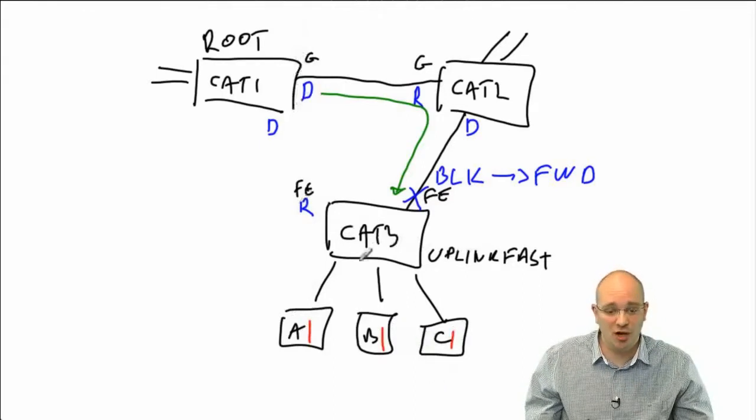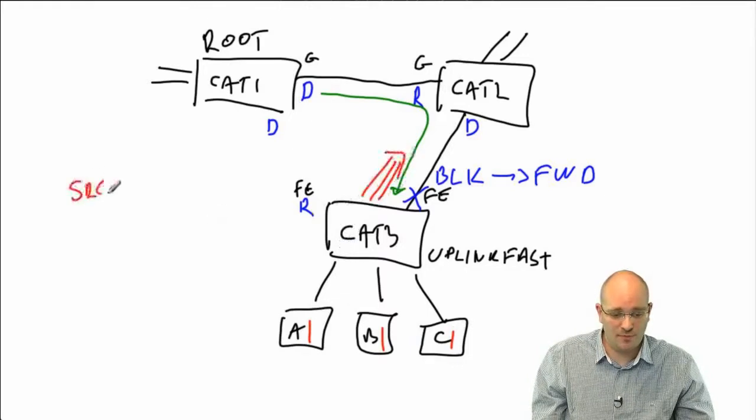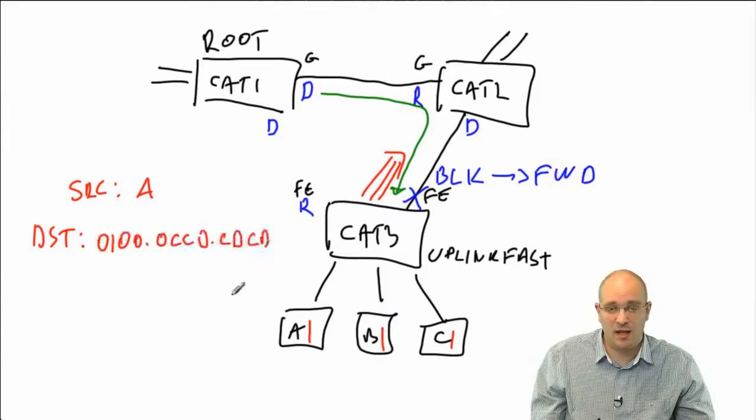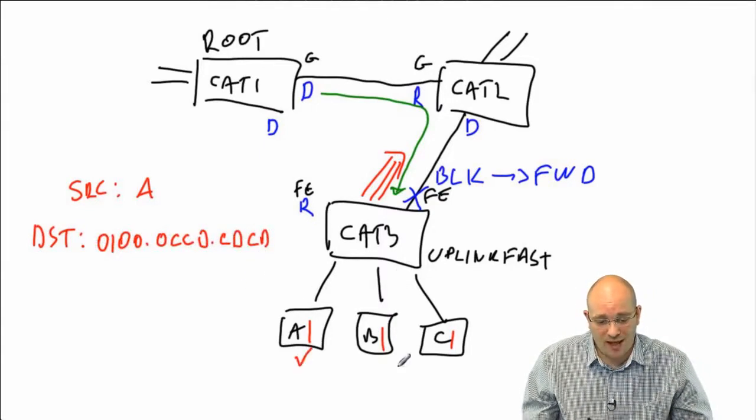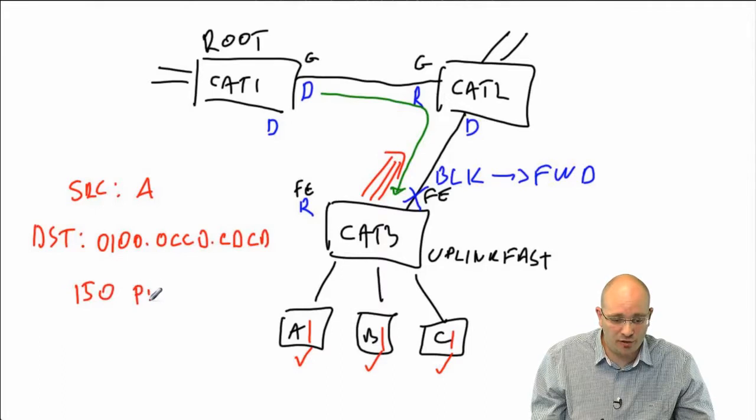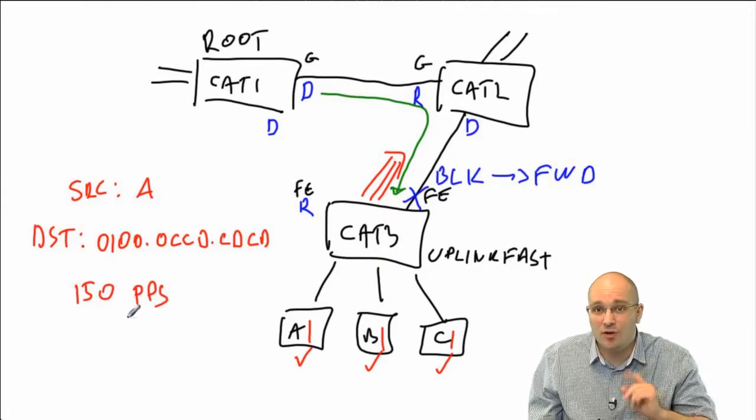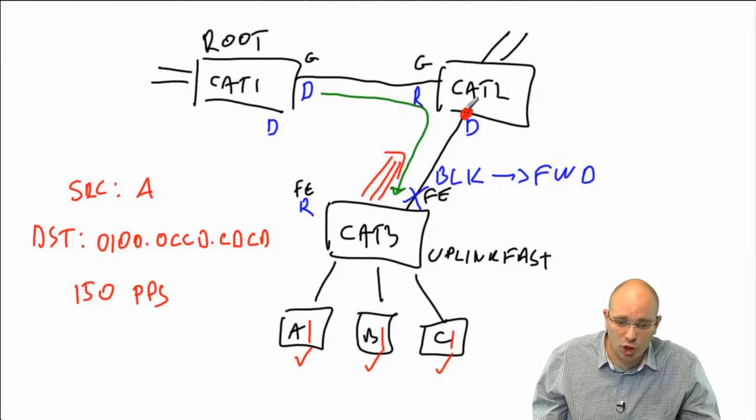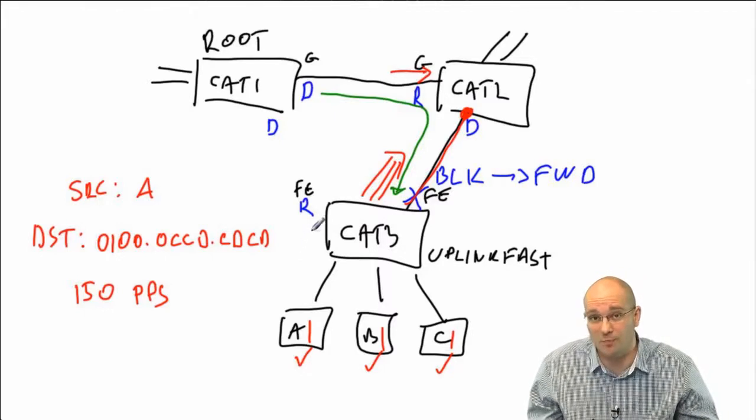Furthermore, Cat3 is going to consult its CAM table about hosts A, B, and C, and it's going to start generating traffic sent towards Cat2 with the source MAC address of, let's say, host A, and the destination MAC address of a special multicast address, which is 0100.0CCD.CDCD. It is also going to do this for A, B, and C. And by default, this will be sent at the rate of 150 packets per second. The reason for this is that we want Cat2 to actually learn these MAC addresses and unlearn these MAC addresses from this port.